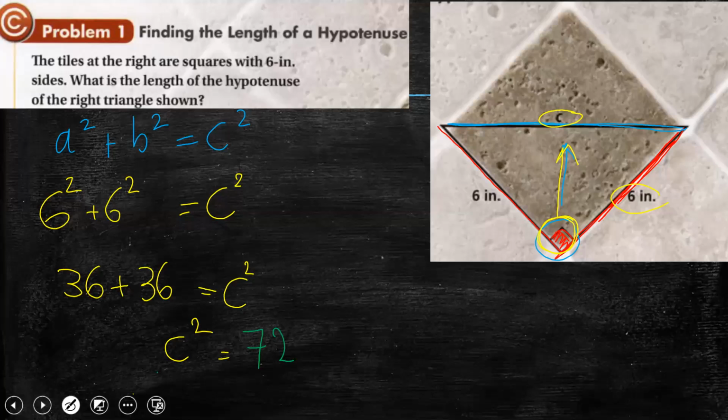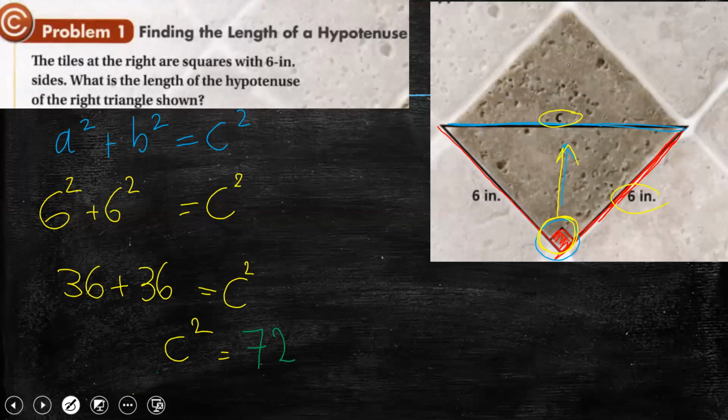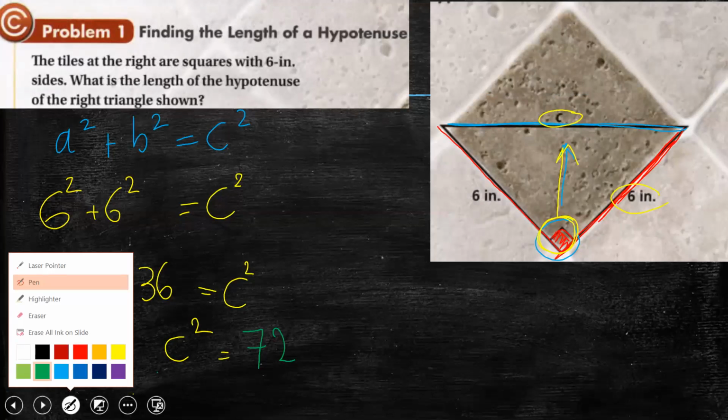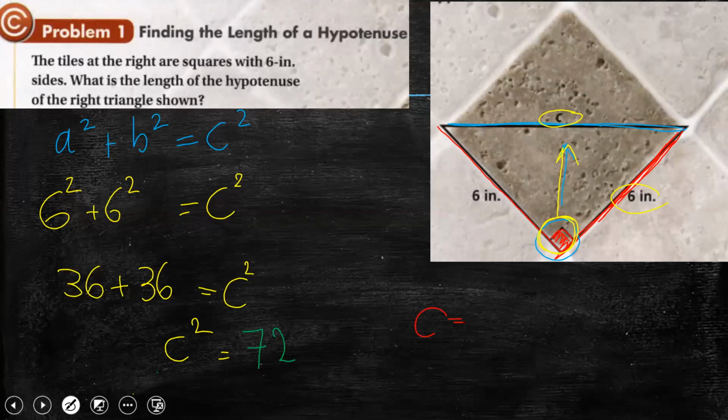But what did I need? I didn't need C squared. I need C. So how can I find C here now? Square root. Yes, so I will say C is the square root of both of them. I will find that C is the square root of 72.